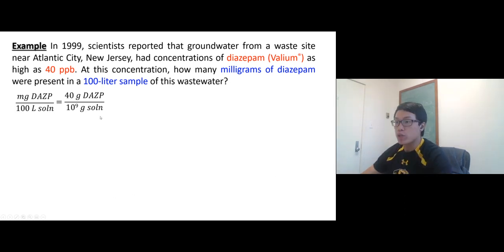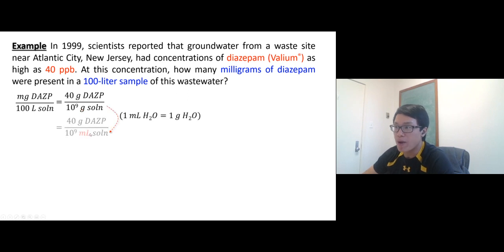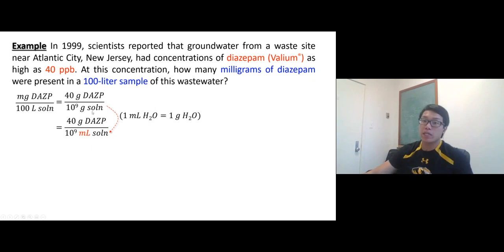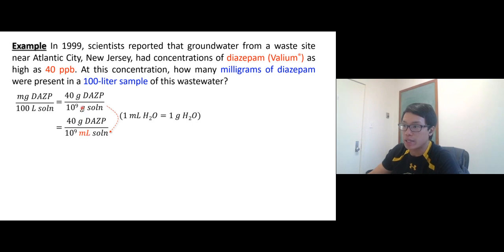All I'm going to do is convert unit to the right: gram of the medicine diazepam to milligram of diazepam, and 10 to the 9th gram of solution to 100 liter solution. That's the unit that we want. So unit to unit, I'm starting with the solution right here. So grams, what is it? Mass. Is it volume? But I can use the density. The density of water is 1. This is a very dilute solution, so the solution still has the property of water. So density of 1, I can convert gram to milliliter directly.